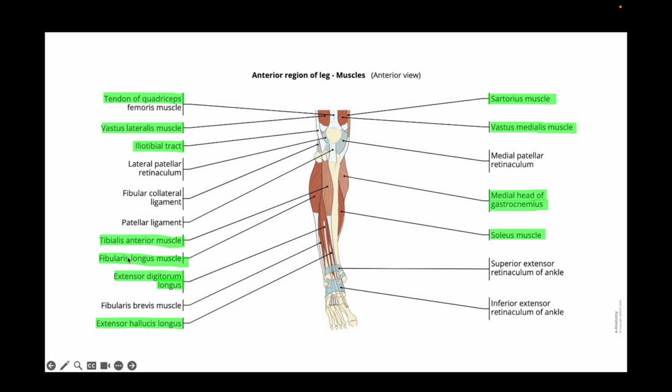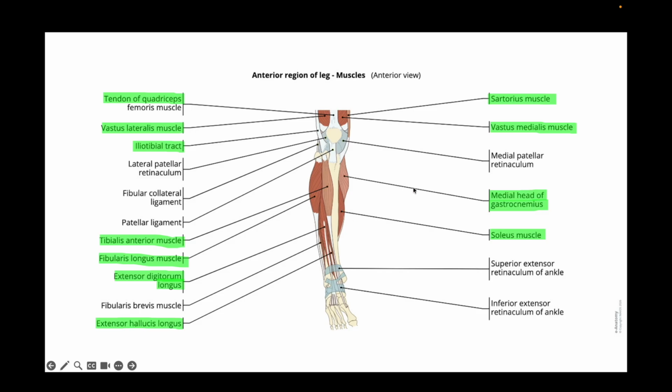You've got your fibularis longus muscle, which is your peroneus longus. Fibularis longus is an American term, but peroneus longus muscle, and then your extensor digitorum muscle as well. You've got your medial head of the gastrocnemius and then soleus muscle as well.